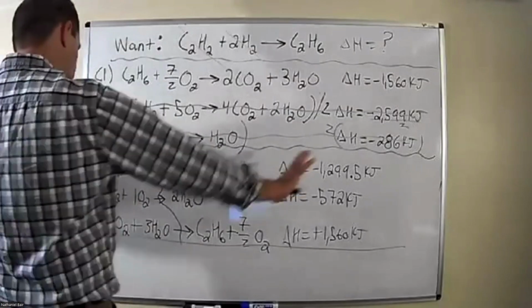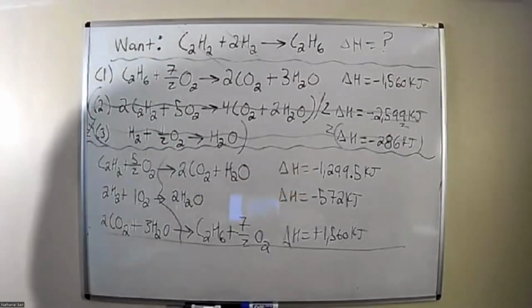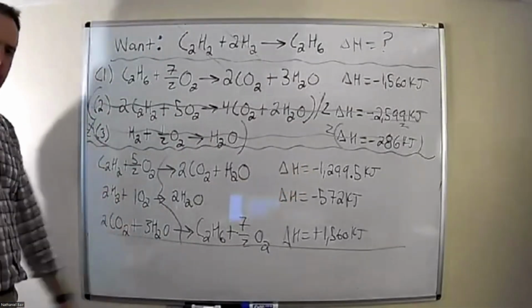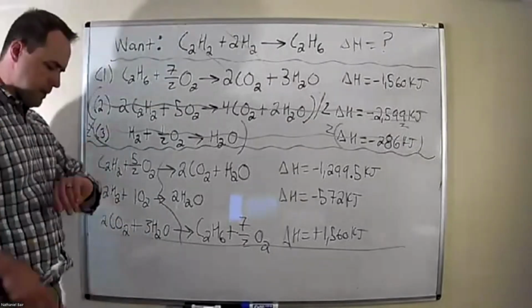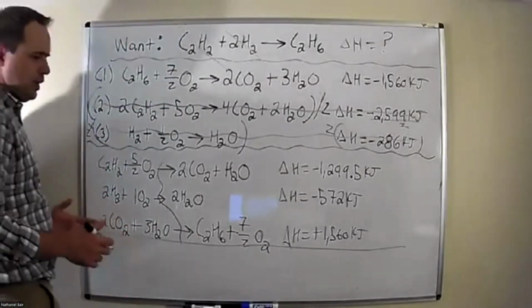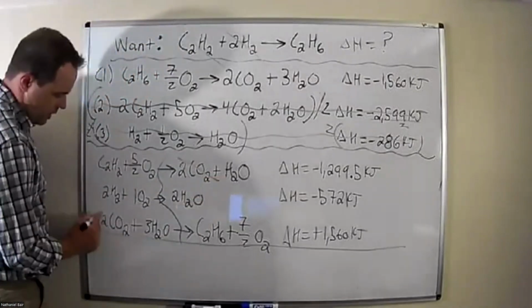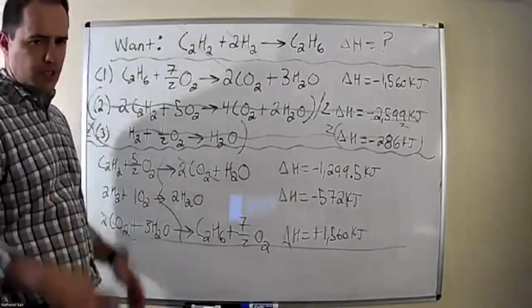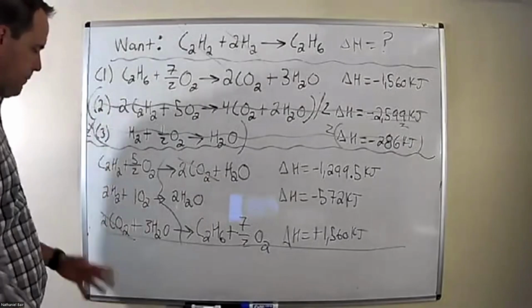Arrows separate the reactants from the products, and we're looking for species that appear on both sides. The first thing that jumps out to me would be the two CO2s. I've got two CO2s there and two CO2s there. They cancel out, right?